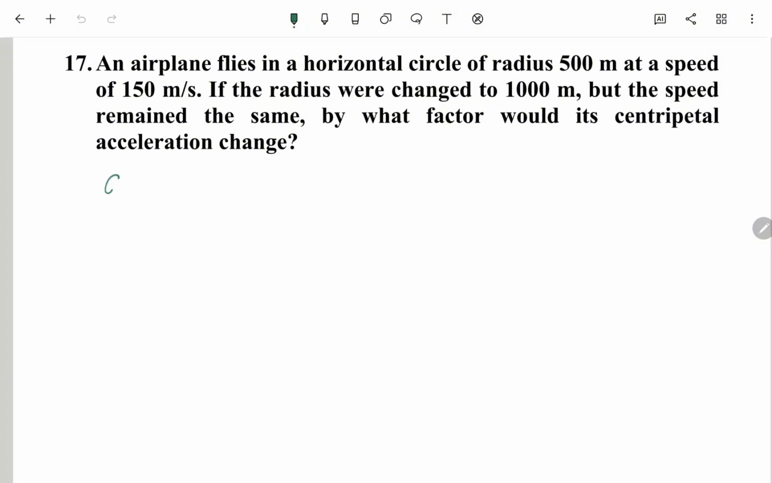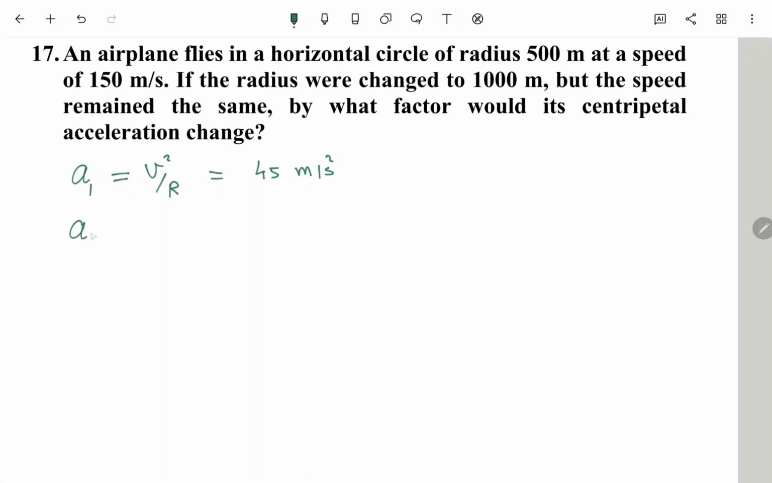So let's start in stage 1. A1 is equal to v squared over r, and it's equal to 45 meters per second squared. We just calculated this one in the previous example. A2 equals v squared over r, or 150 squared. Remember, the speed remains the same, divided by the radius, which is doubled, 1000, and in this case a2 equals 22.5 meters per second squared.